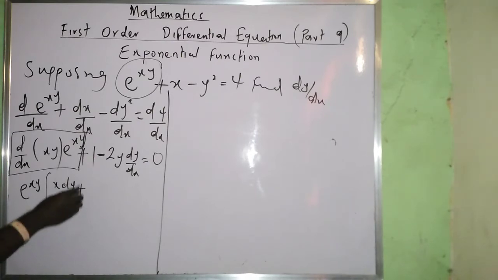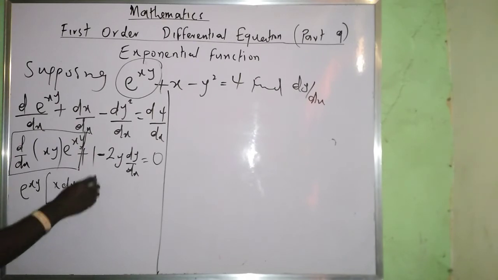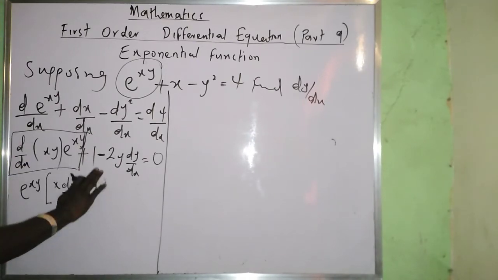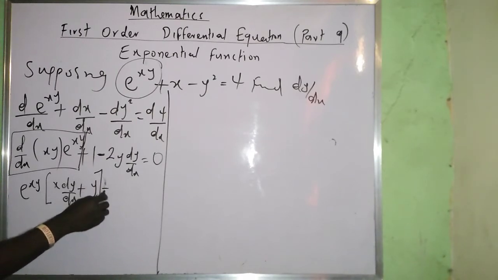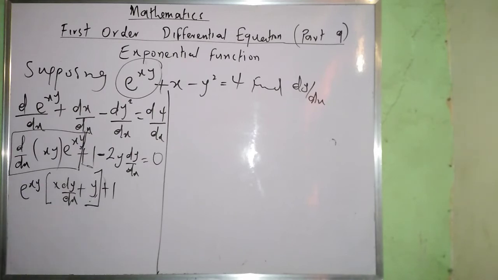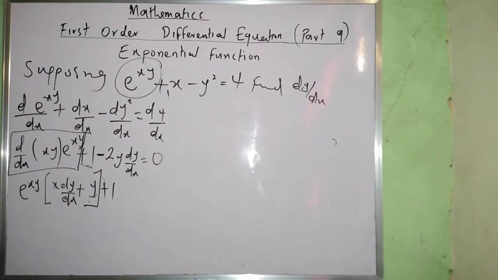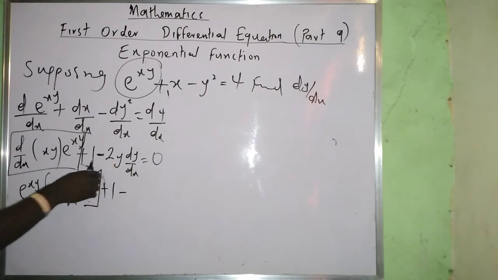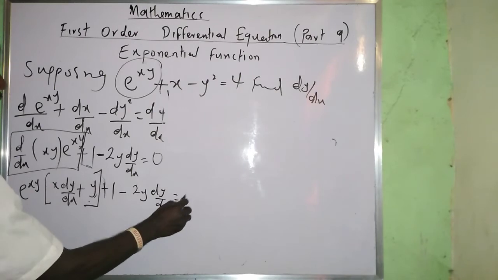and plus, this one will now be what? If I differentiate my x, I'll be having y bracket of, now since I have this, I will answer that what? Plus 1, this my 1 is coming down. Sorry, I need more space. Plus 1 minus, I will also do the same thing here. I want to differentiate this one by what? 2y dy all over x equals 0.